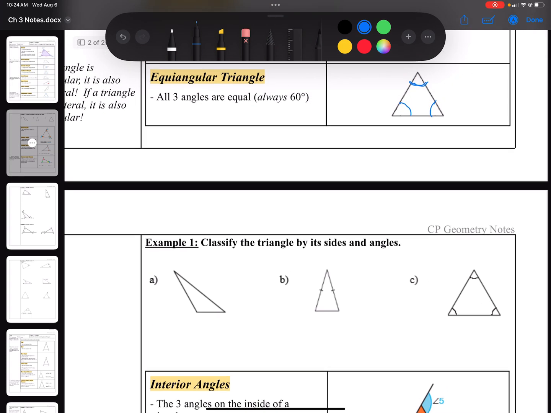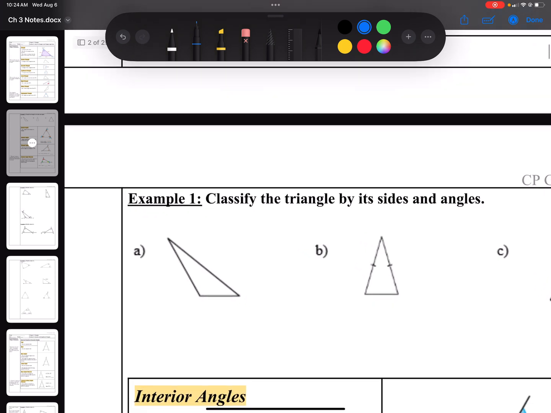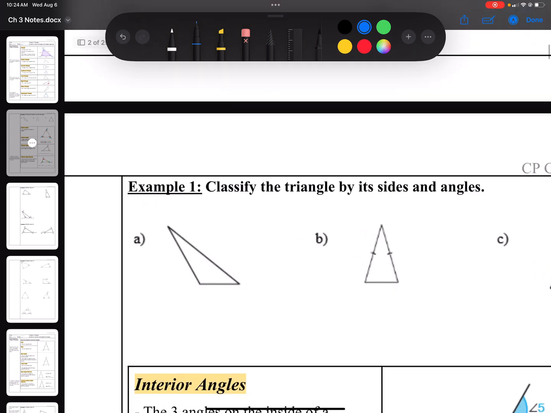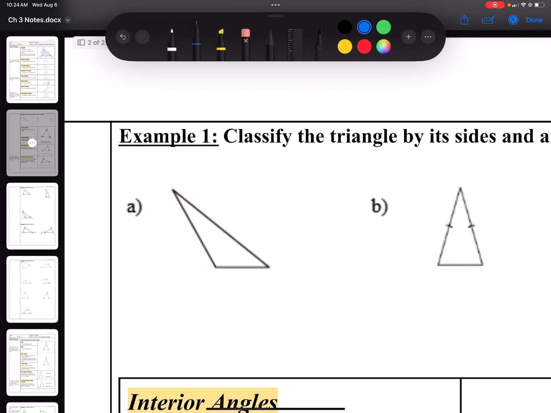So we're going to classify these triangles by sides and angles. Well, first of all, there are no side markings. I don't know that any 3 sides are congruent, which means it's scalene. And this angle here looks bigger than 90, which would make it obtuse. So this is an obtuse scalene triangle.